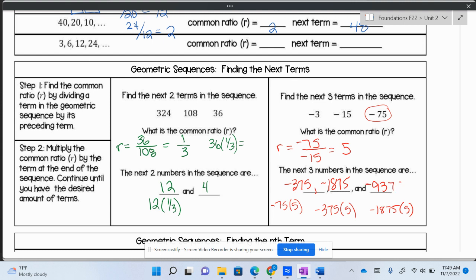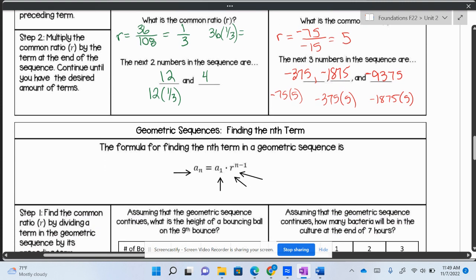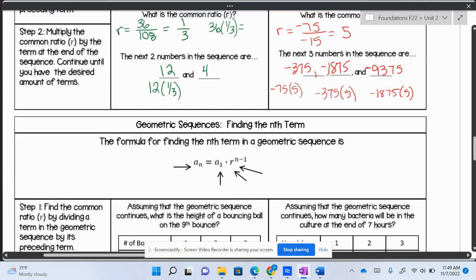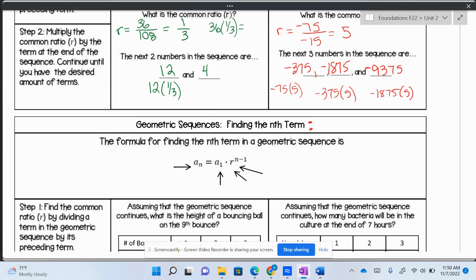Good job. Do you guys feel okay with that? Okay. All right. So there is a formula that says this is how you find the nth term. Remember, when you are finding the nth term, that is the explicit formula. That is the explicit formula.